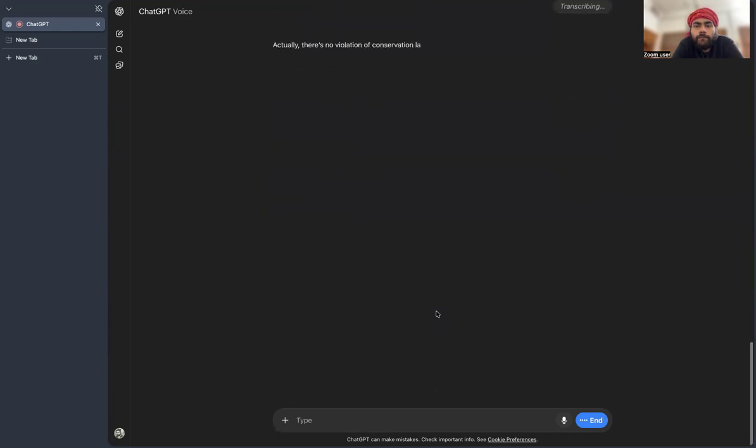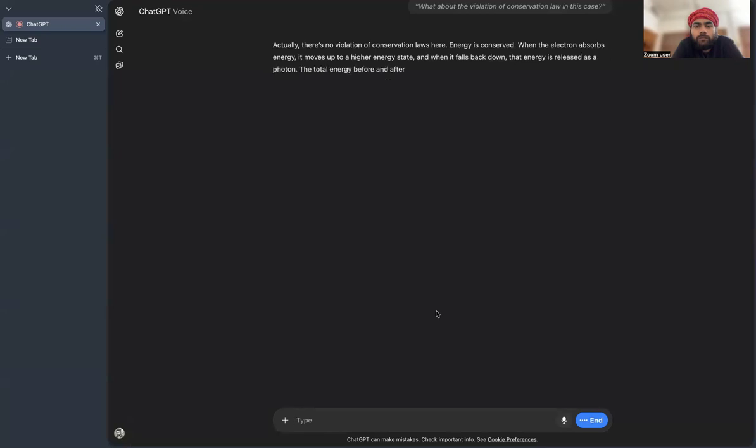Actually, there's no violation of conservation laws here. Energy is conserved. When the electron absorbs energy, it moves up to a higher energy state. And when it falls back down, that energy is released as a photon. The total energy before and after remains the same, just redistributed.